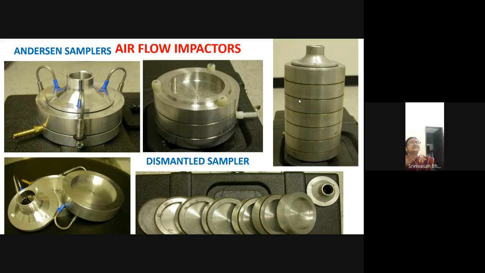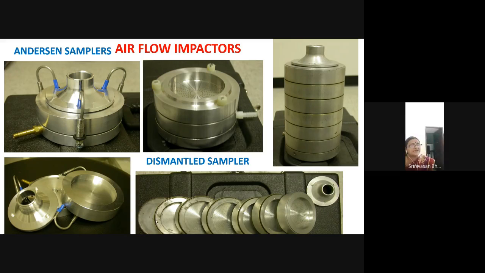And this is the 6-stage Anderson sampler. You can see the 6 stages here. In the single stage and 2-stage samplers, mostly plastic petri dishes with media are exposed, whereas in the 6-stage sampler, glass petri dishes can be exposed. And you can see the dismantled 6-stage sampler.